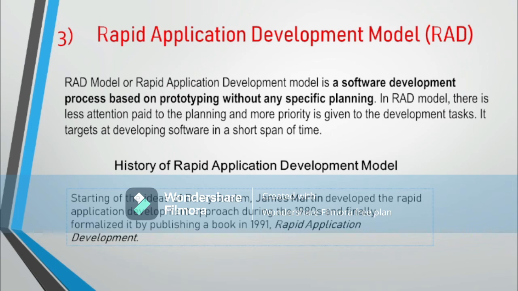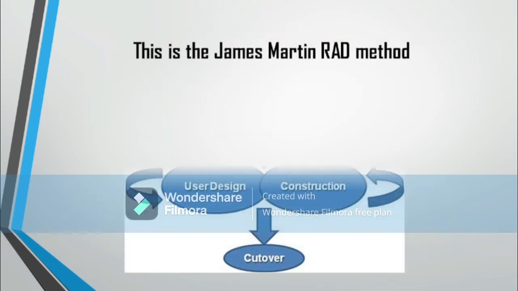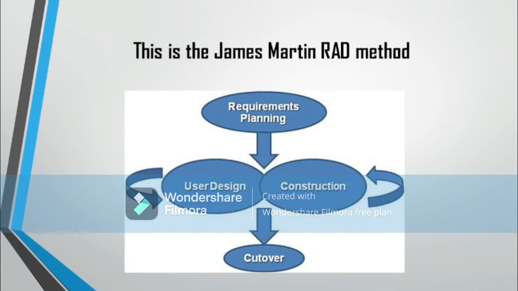History of the rapid application development model. Starting from the ideas of Barry Boehm, James Martin developed the rapid application development approach during the 1980s and finally formalized it by publishing a book in 1991, Rapid Application Development. It is the first book on the rapid application development model. This is James Martin's RAD method: requirements planning, user design, construction and cutover.